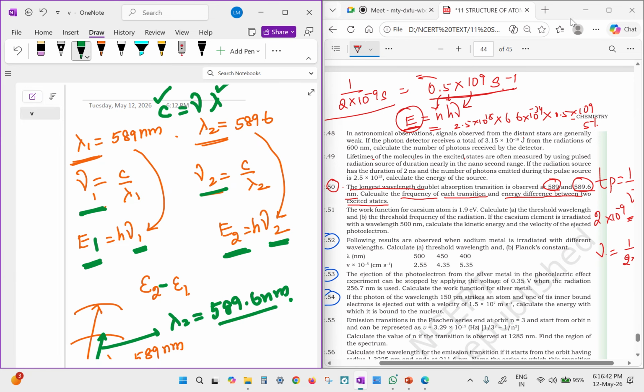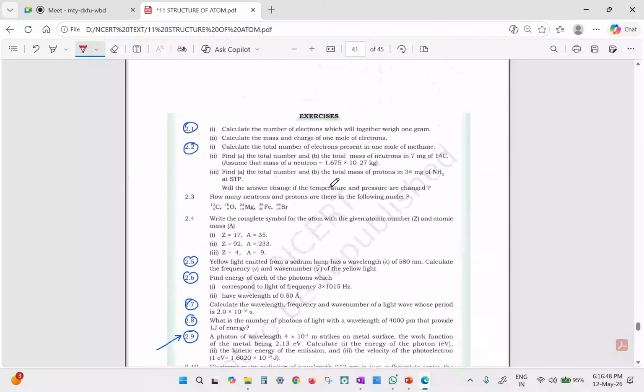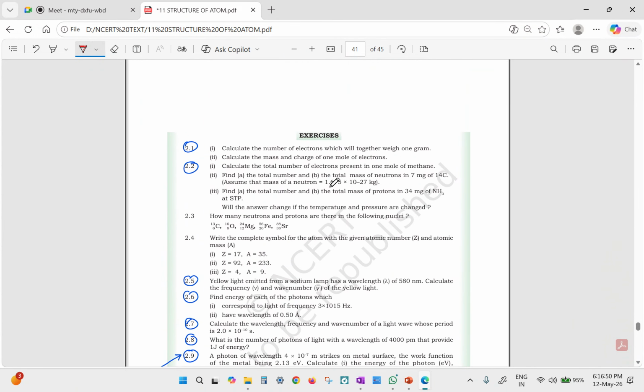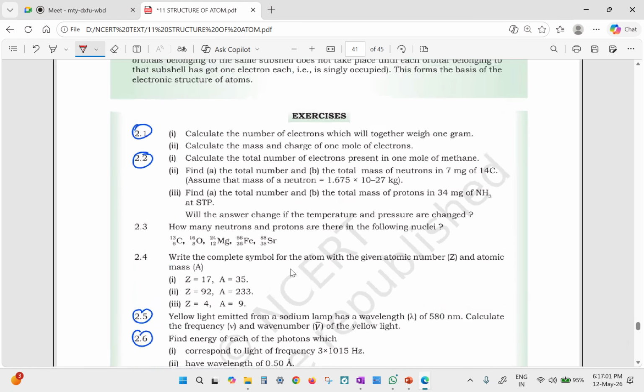So these questions are done, right? Well, let us just summarize. What do we now have? We have completed a lot of questions, correct? Yes, ma'am. These questions, I feel you will not have a problem. How many neutrons and protons are there in the following? These are the first lesson based questions.